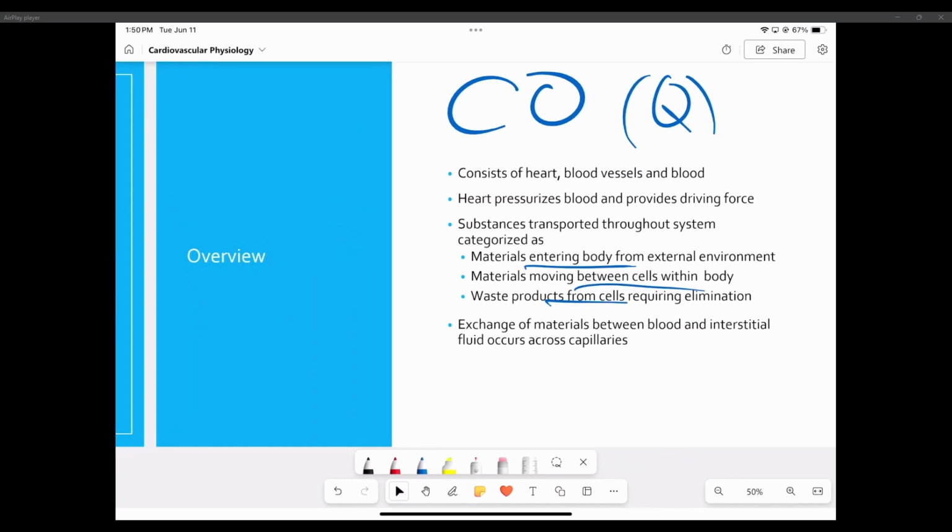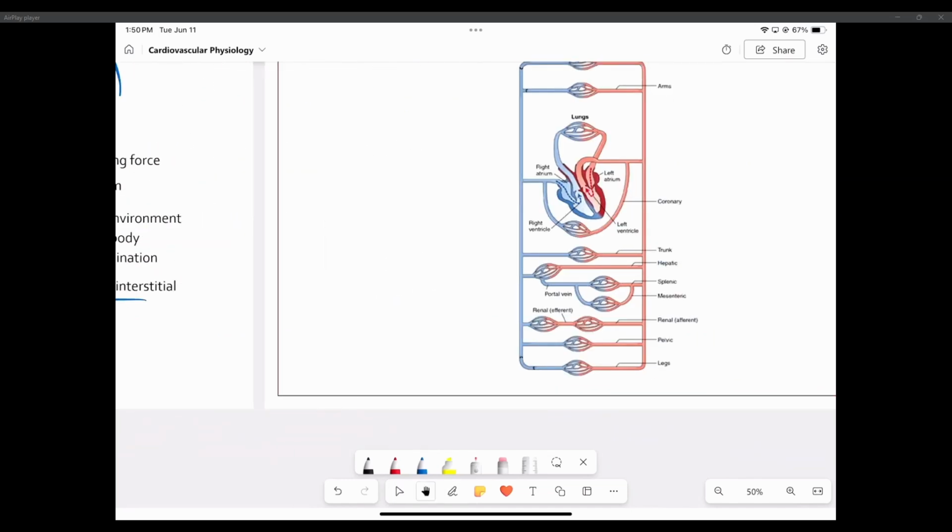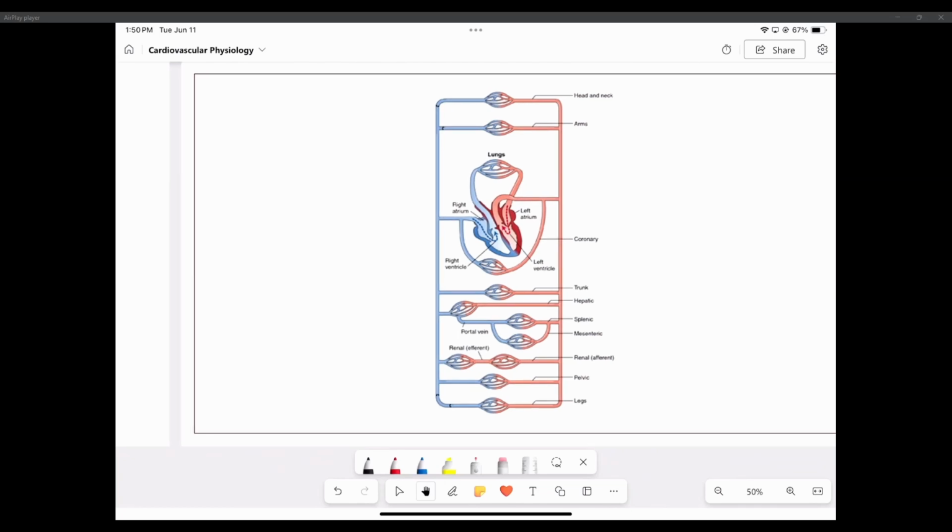Cardiovascular system will deliver waste to the lungs to exhale, the liver so we can excrete it through the feces, or the kidneys so they can excrete it through the urine. We have to get rid of things too. And exchange of materials between blood and the interstitial fluid occurs across our capillaries. And we'll go through why capillaries are the site for all that.